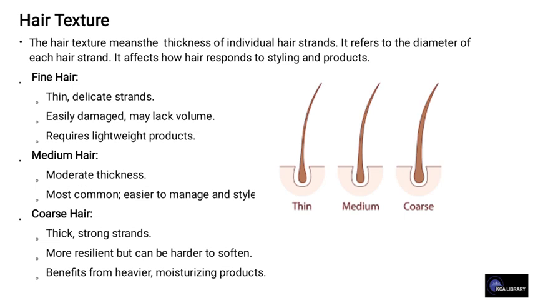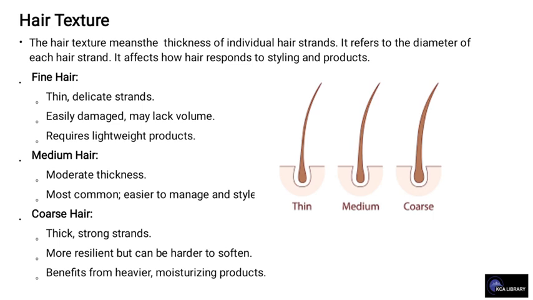Hair texture. What is hair texture? Hair texture means the thickness of the hair strand. It refers to the diameter of each hair strand. And hair texture affects how hair responds to styling and products. There are three main hair textures. We have the fine or thin hair, we have the medium and the coarse.